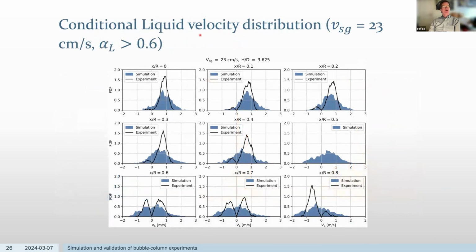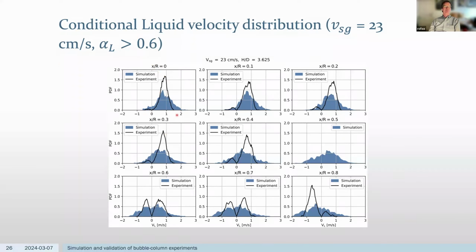For the liquid velocity, this is the conditional liquid velocity. There we had just data for liquid velocity above 0.6. So the faster moving, which should be in regions of higher void fraction. And so we did the same. We took only the regions where there's high void fraction, so regions where there are very few bubbles.